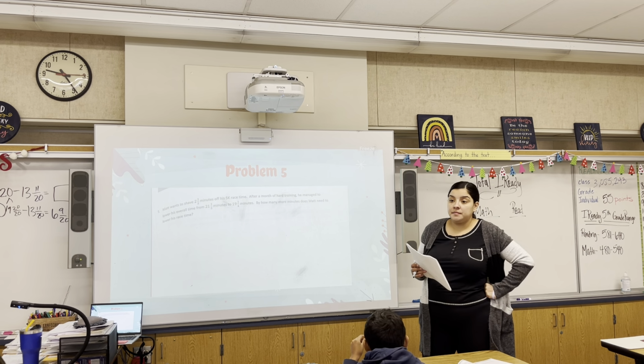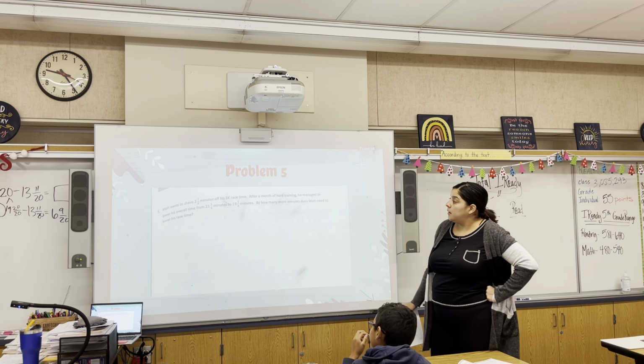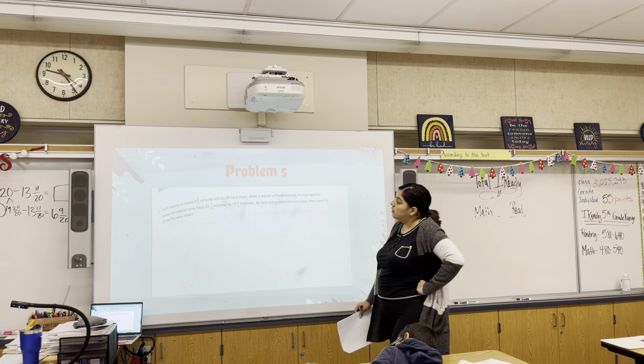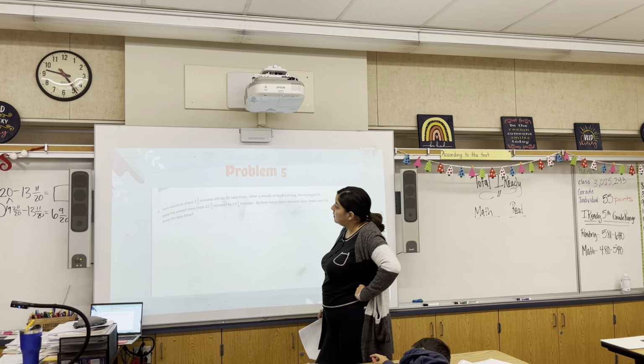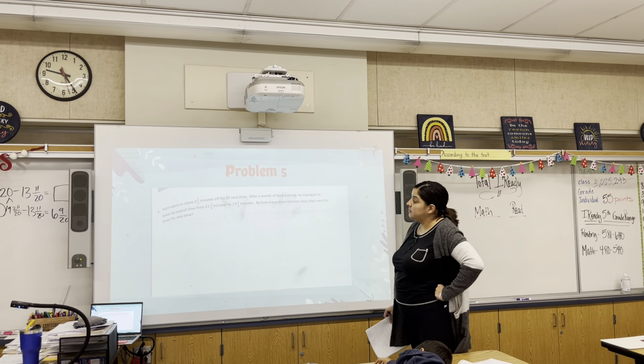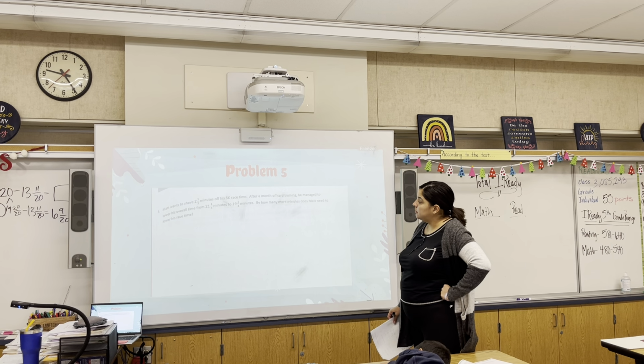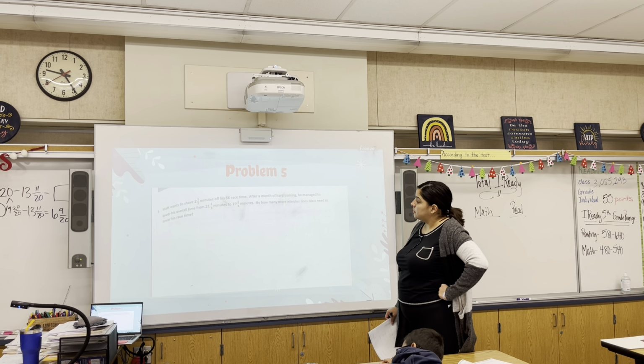Ready? Aiden, you want to read it for us? Go ahead. Matt wants to shave 2.5 minutes off his 5K race time. After a month of hard training, he managed to lower his overall time from 21 and 1/5 minutes to 19 and 1/4 minutes. By how many more minutes does Matt need to lower his race time?